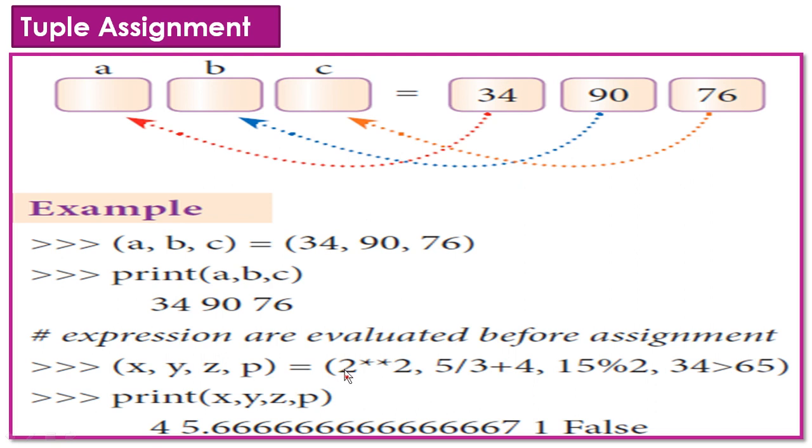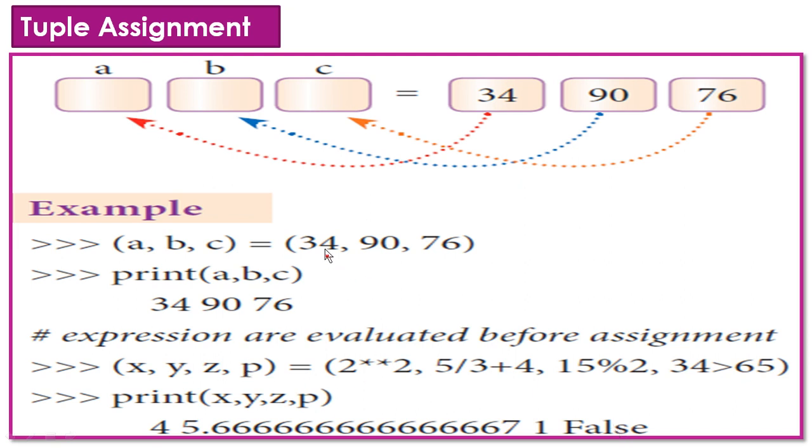We can also give expressions. Expressions are evaluated before assignment. Here x = 2 square, that is 4. y = 5/3 + 4, that is 5.6. z = 15 modulo 2: 15 divided by 2, the remainder is 1, so we get the result 1 for z. p = 34 > 65 is a boolean condition, and 34 greater than 65 is false, so False is assigned to p.